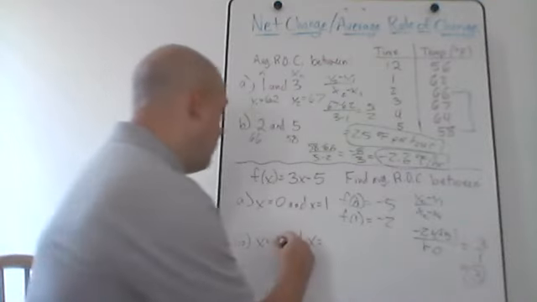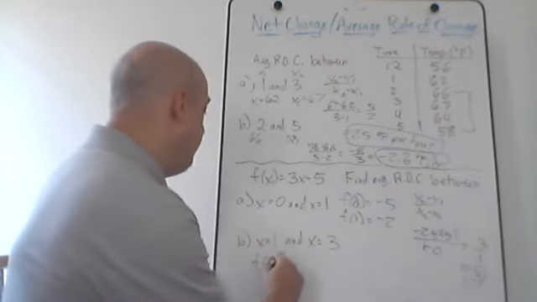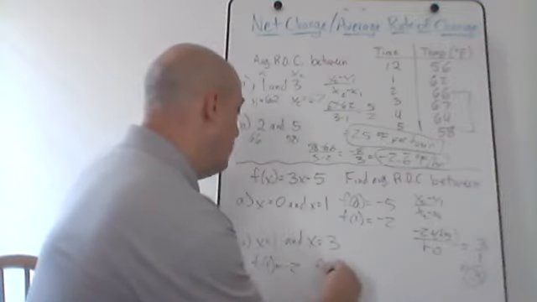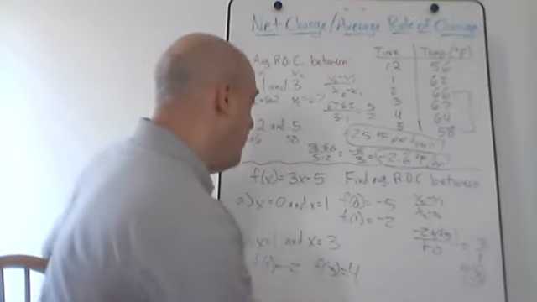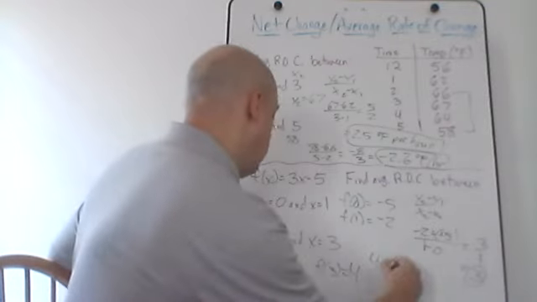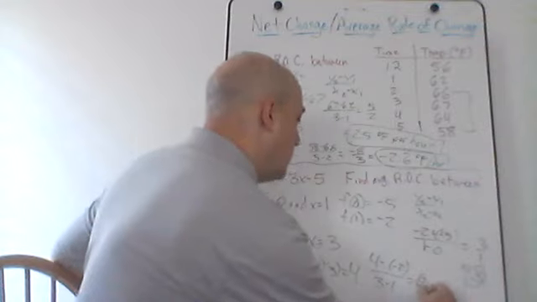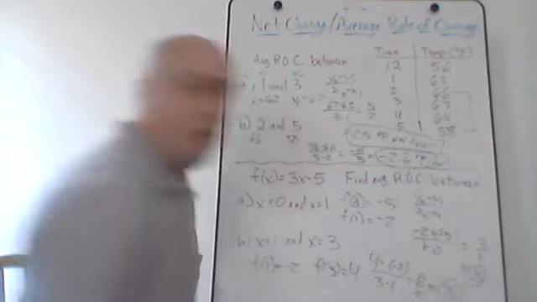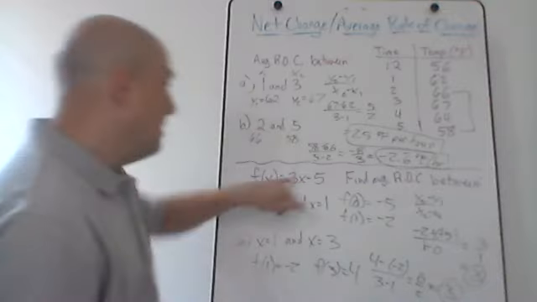But just to do another quick one here, let's say we do x equals 1 and x equals 3. f of 1 is going to be negative 2. f of 3 is 3 times 3, which is 9, 9 minus 5 is 4. Then y2 minus y1 over x2 minus x1 is 4 minus negative 2 over 3 minus 1, which is 6 over 2, which, guess what? Also equals 3.